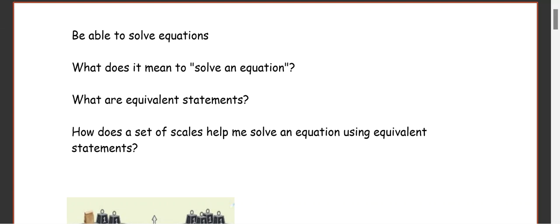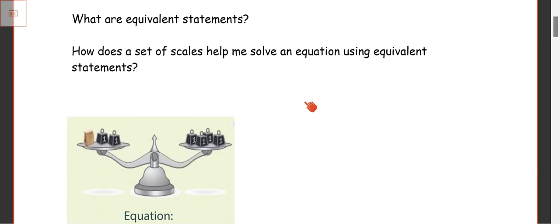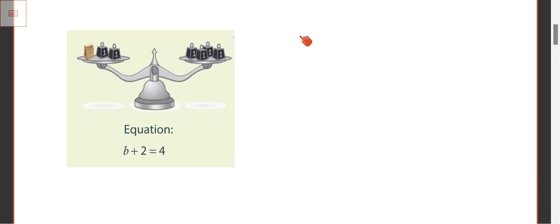So we are going to be looking at, I want you to be able to solve an equation, but actually I do want you to know what it means to solve an equation. Okay? We want to know what equivalent statements are. And we are going to use a set of scales to help us solve an equation using equivalent statements. Okay? So, first of all, this set of scales represents an equation. B plus 2 equals 4.